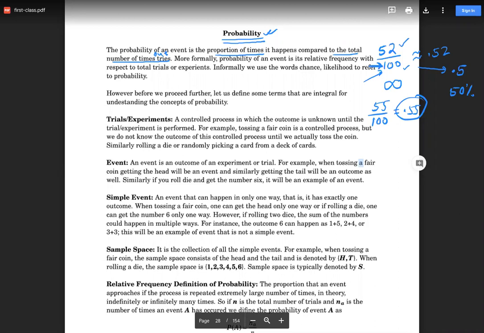What do I mean by limiting value? Think of it this way. Let's say you got 55 out of 100. Let's say you try to increase it by a multiple of 10. You tried 1,000 times, and let's say you got 503 out of 1,000. What if you tried 10,000 times?